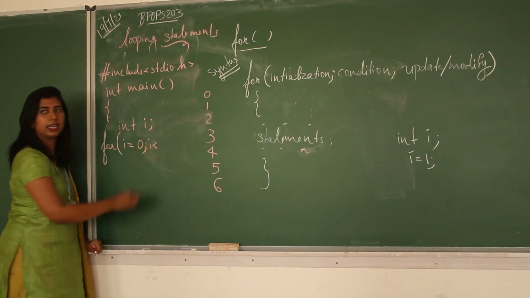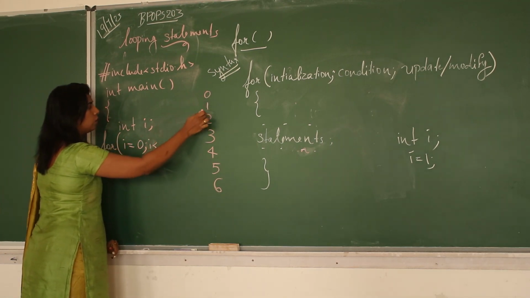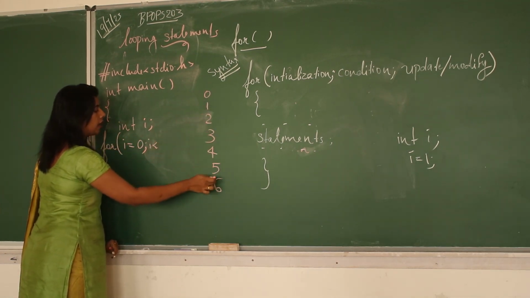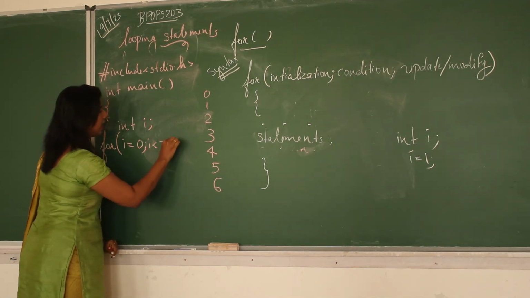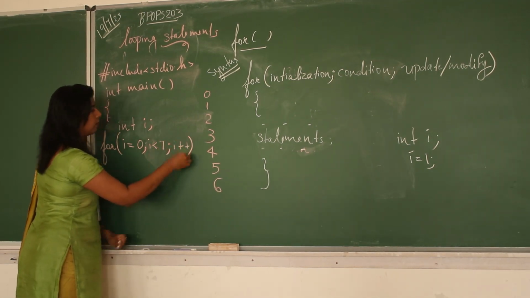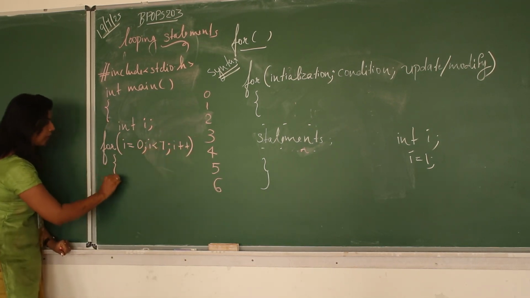There should be a condition: I less than how many times? 0, 1, 2, 3, 4, 5, 6. That means it should be less than 7. Then I plus plus, because these values are incrementing. Then open the curly bracket.